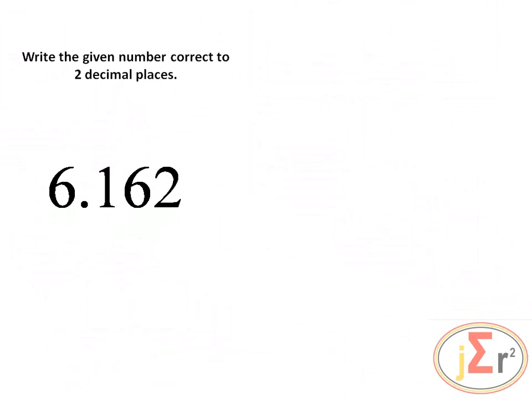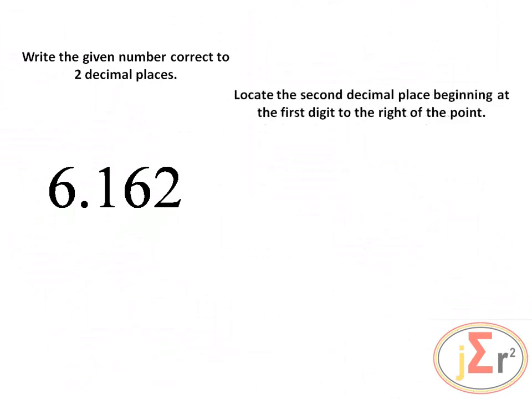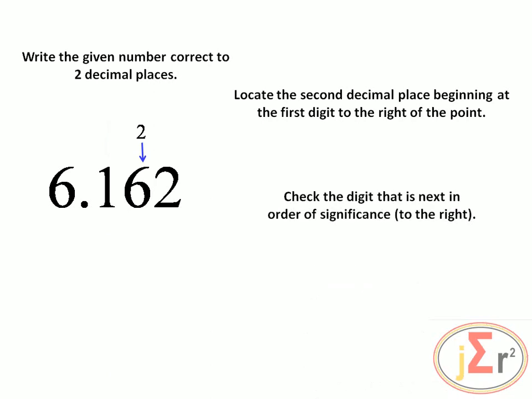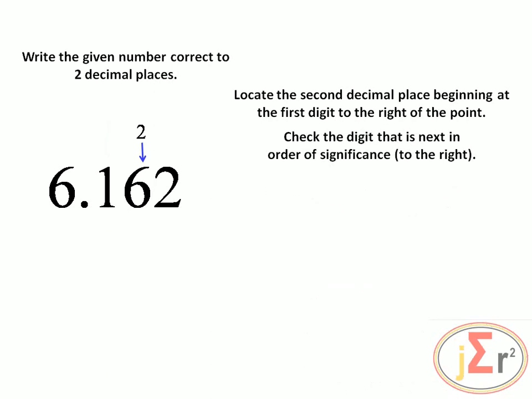Write the given number correct to 2 decimal places. Locate the second decimal place beginning at the first digit to the right of the decimal point. That is your first decimal place, and there is your second place of decimal. Check the digit that is next in order of significance. That is the one immediately to the right.